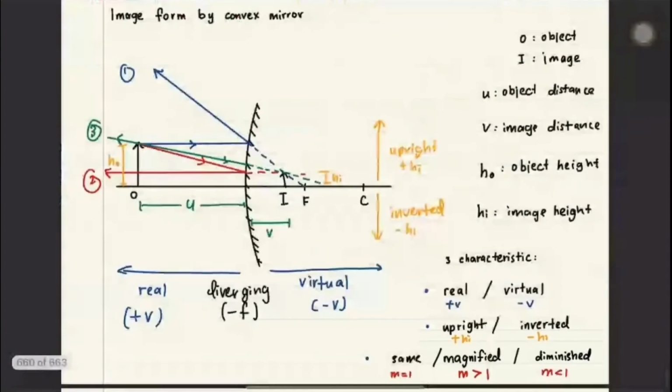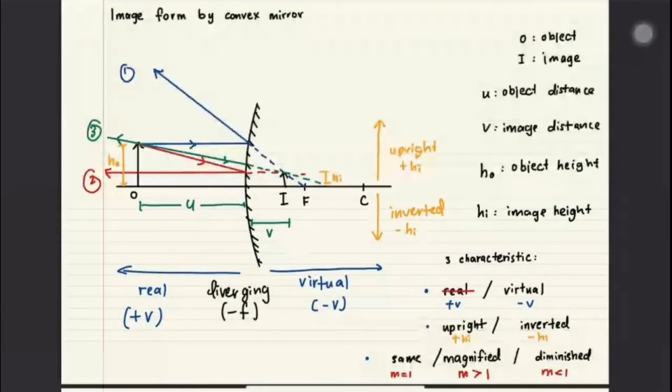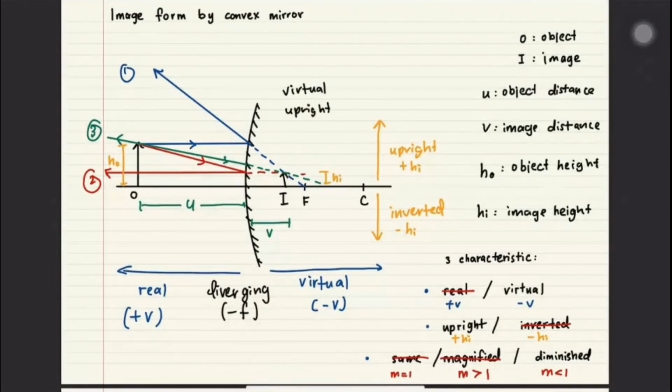Those are the three main characteristics. Okay, now I'm going to ask you guys, for our image that we drew just now, is it real or virtual? Virtual, sir. Okay, very good. It is virtual. Okay, is it upright or inverted image? Upright. Good. Is it magnified or diminished? Diminished. Okay, very good. So the three main characteristics for our drawing just now are virtual, upright, and diminished.